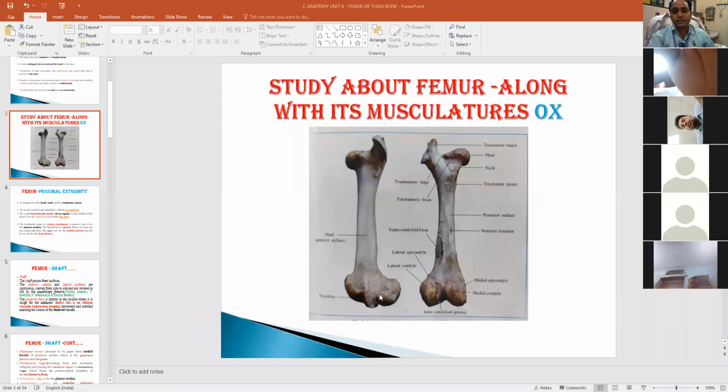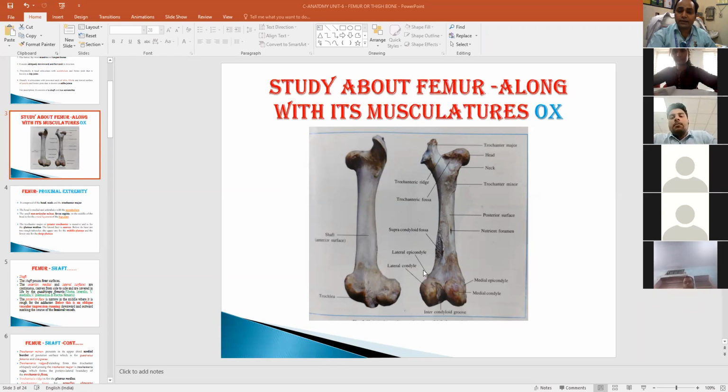The next structure is between this medial condyle and this trochlea. This is known as the extensor fossa for the extensor muscle. We will go into it point-wise later on. First you have to identify the important structures. So for today's study, the distal extremity contains the following structures: first the trochlea, next the condyle, third the intercondylar groove, and fourth the extensor fossa.